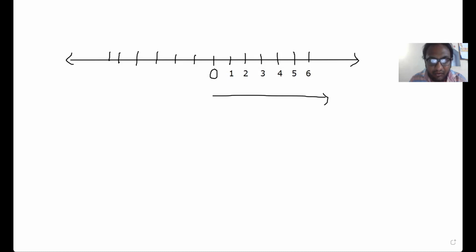Similarly, from zero on the left side, we have to draw like this. Wait for a second. This is from 0 to minus 1. Minus 2.